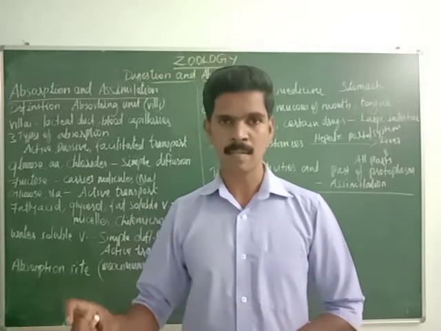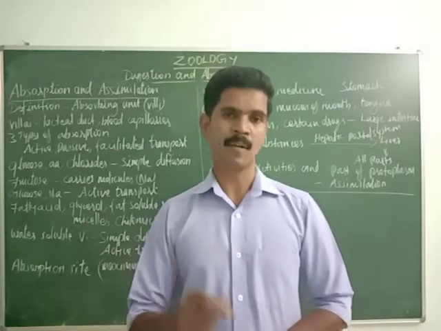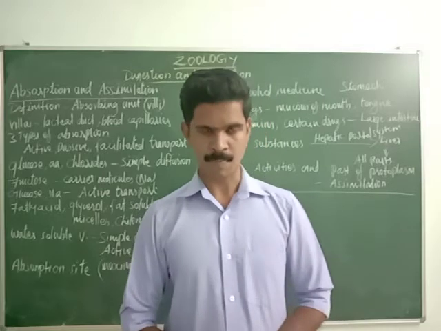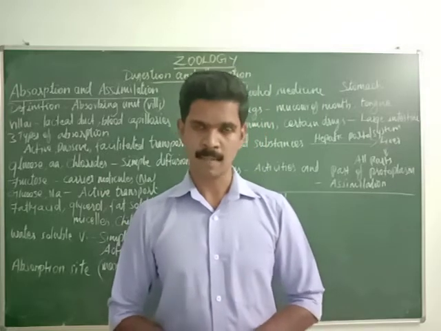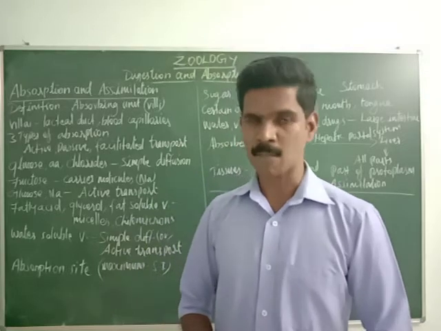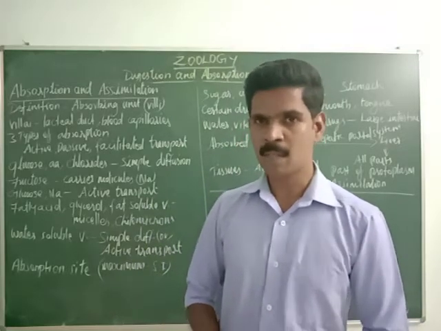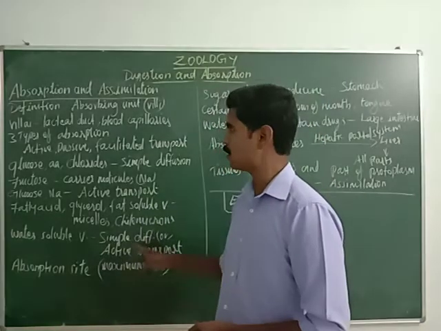So these organs, mouth, stomach, small intestine and large intestine, act as sites for absorption, and the maximum food substance is absorbed inside the small intestine. Understand? Hope you understood all these points.